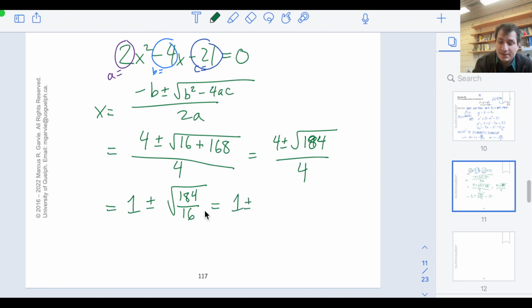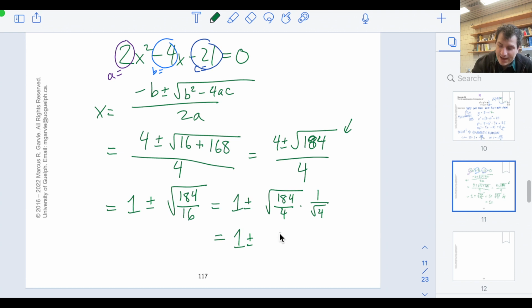184 divided by 16 is not a whole number, but 184 divided by 4 is. So I think that's what I want to do. I want to do the square root of this divided by 4, times 1 over the square root of 4, like that. And again, you could just leave it like this. If you want to plug into your calculator, it's a perfectly good time to plug into your calculator. This is just another way you can simplify it to make it a little bit nicer.